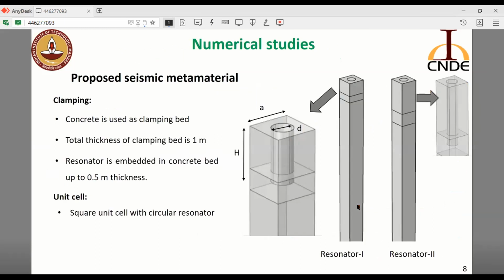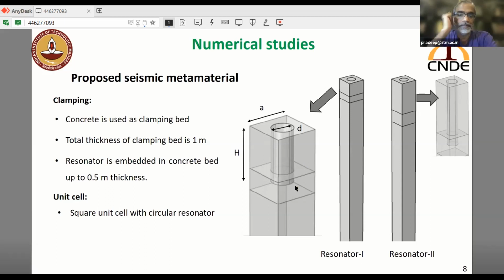So this is our proposed seismic metamaterial, where we have taken a square lattice with a diameter of around 1 meter and a height of around 2.5 meters. This is a concrete bed where we have embedded around 0.5 meter inside the concrete bed, and this is a soil substrate, and we have performed eigenfrequency analysis to find the band gap.